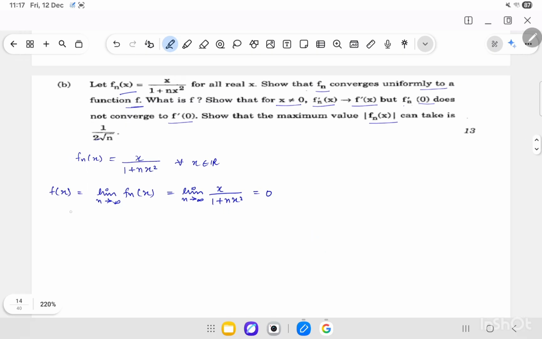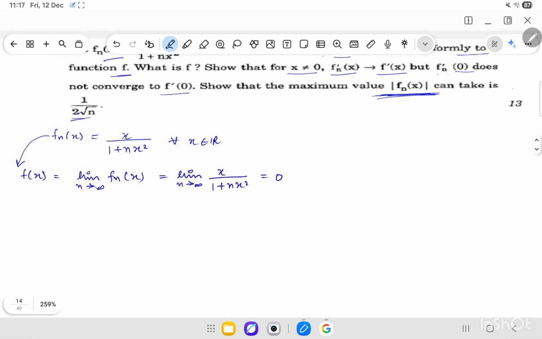Now we are supposed to show that the given f_n converges to f uniformly. So for that we'll resort to calculating M_n, because we are also supposed to show that the absolute value this can take is 1/(2√n). So we'll use M_n, that is the supremum over x belonging to R of the absolute value of f_n(x) minus f(x), and since our f(x) is 0, it will be equal to the supremum of f_n(x) as x belongs to R.